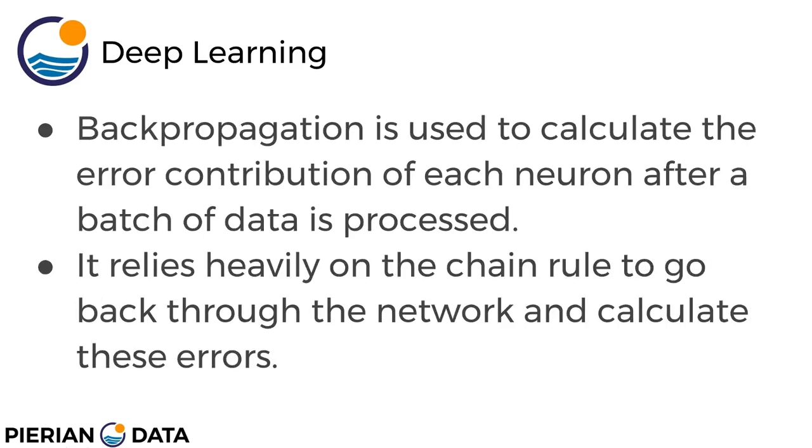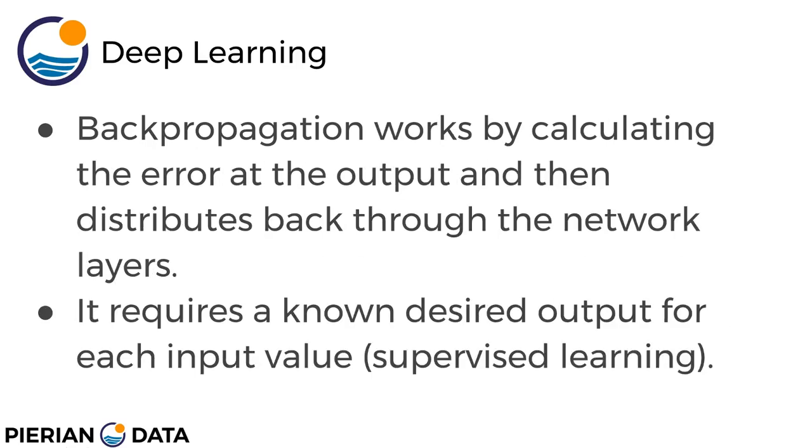Basically, backpropagation is used to calculate the error contribution of each neuron after a batch of data is processed. And it relies heavily on the chain rule from calculus to go back through the network and calculate these errors. The way backpropagation works is it calculates the error at the output and then distributes it back through the network layers. And it requires a known desired output for each input value. And remember, that's supervised learning. We need some sort of comparison to actually get that error.